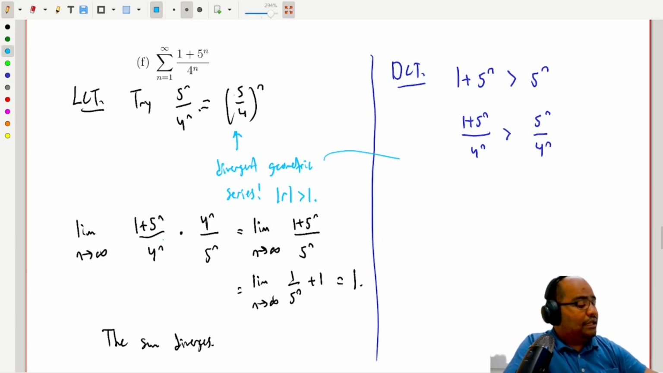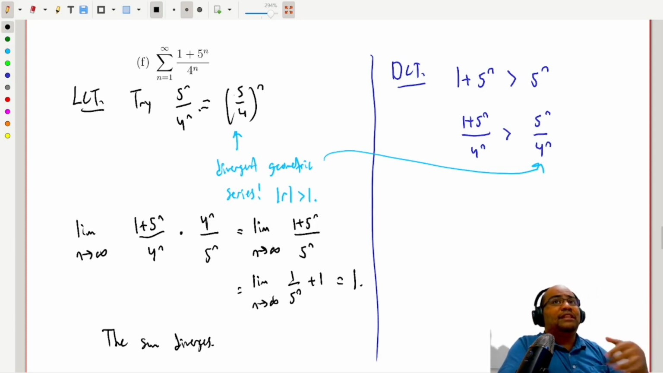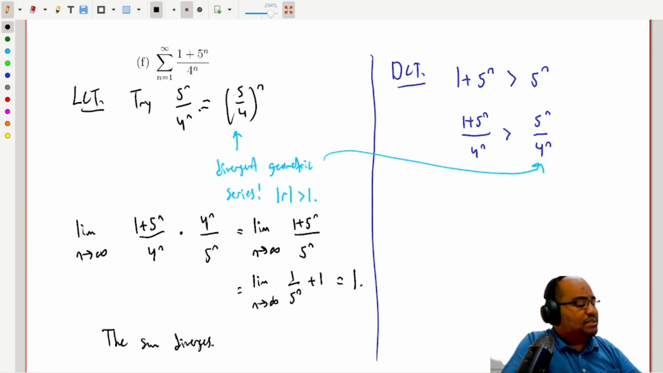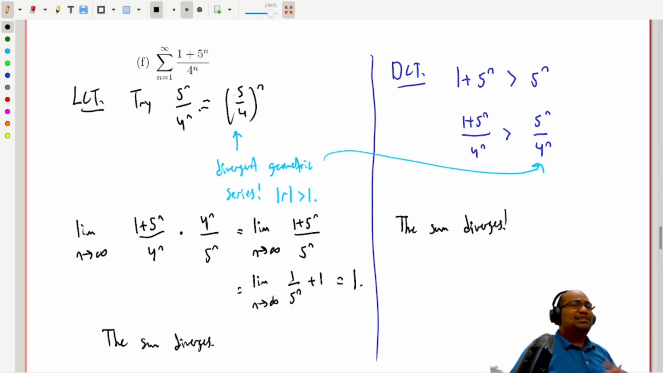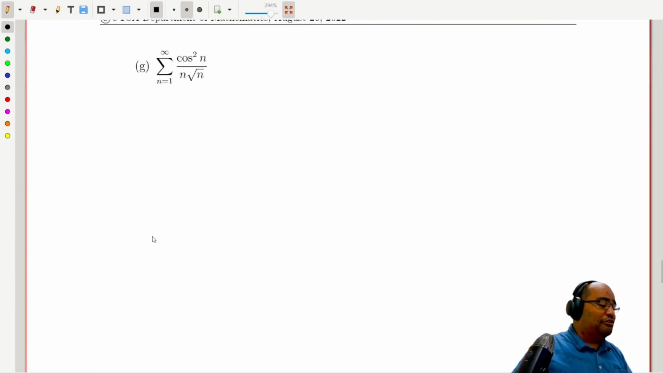And once again, we get the same conclusion. I've bound this from below by something that's going to blow up, so the bigger one must blow up. So the sum diverges. This one is a very straightforward direct comparison argument here. All right, keep on going along. We got 4 more to go.